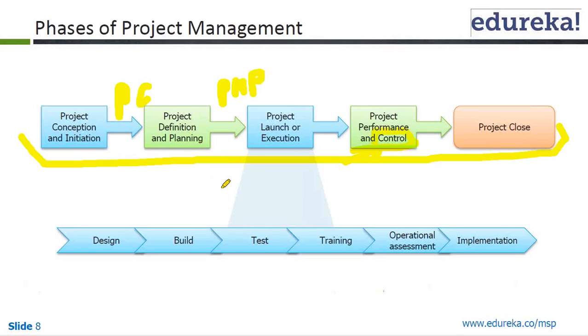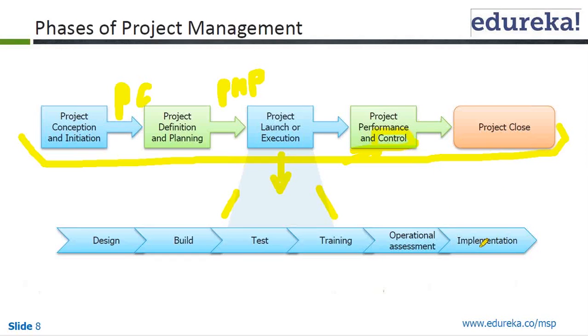Then you go on executing the project. In execution, you can see it's already elaborated further. What all things do you do in execution? You design, you build, you test, you train, you do the operational assessment, you perform the actual implementation of the project. So that's what you do in project launch and execution.